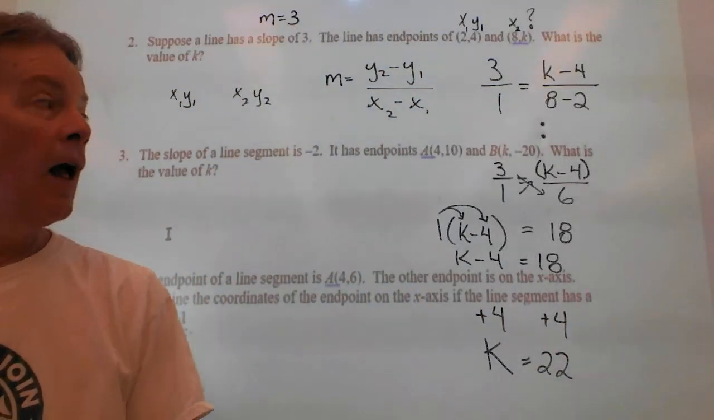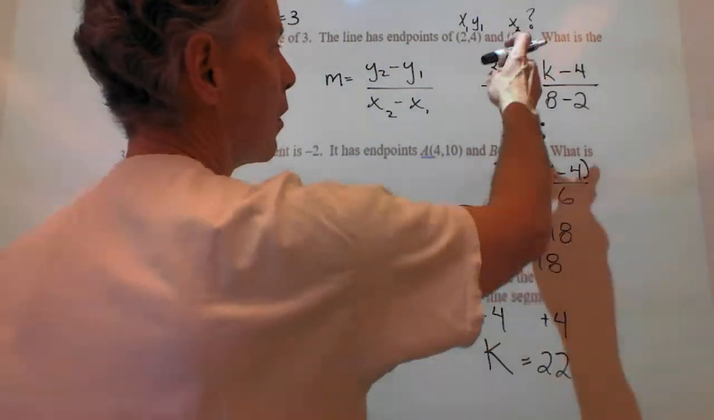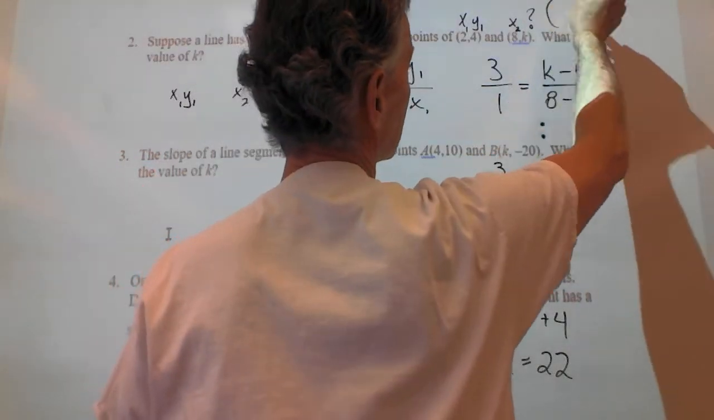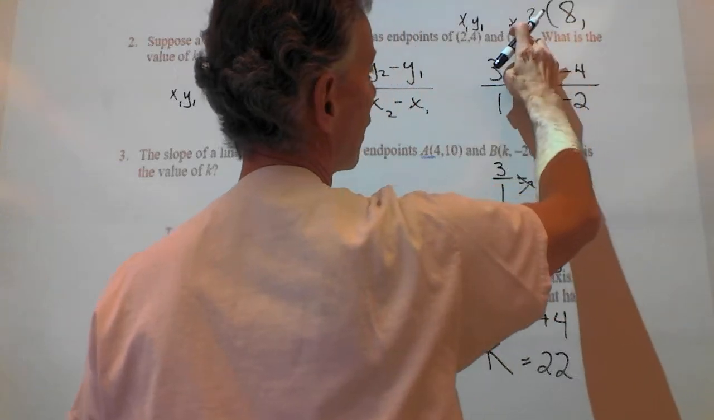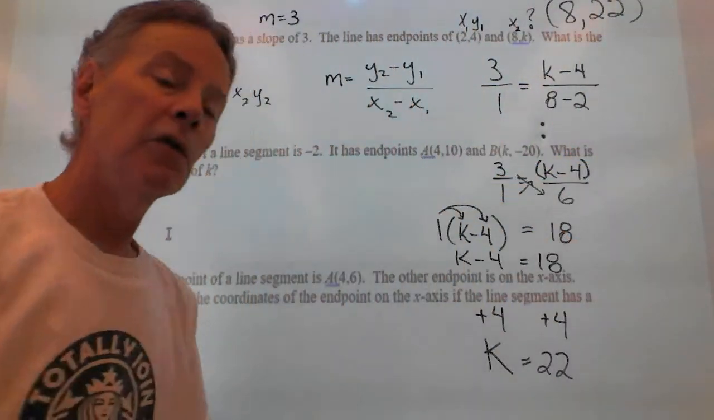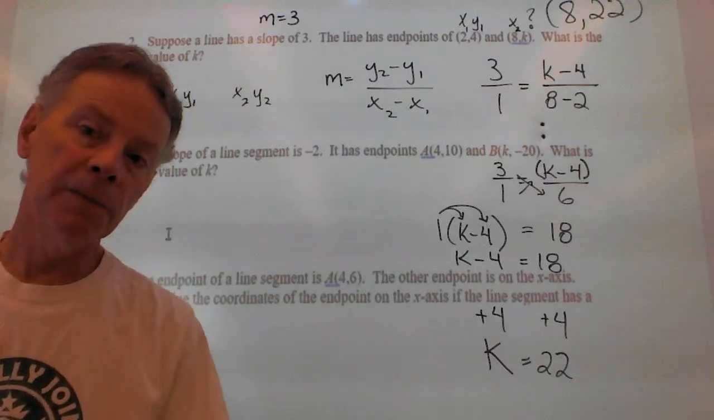Okay? And so now we know, going all the way back up to here, that this ordered pair will be 8 for our x2 value and 22 for a y2 value. Okay?